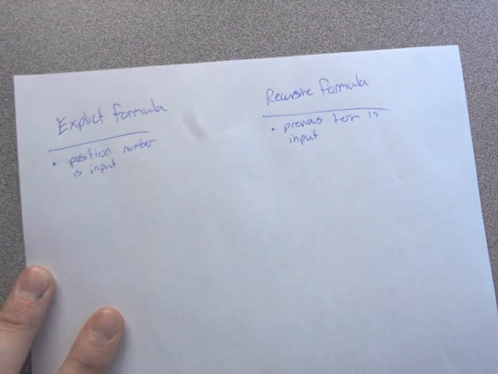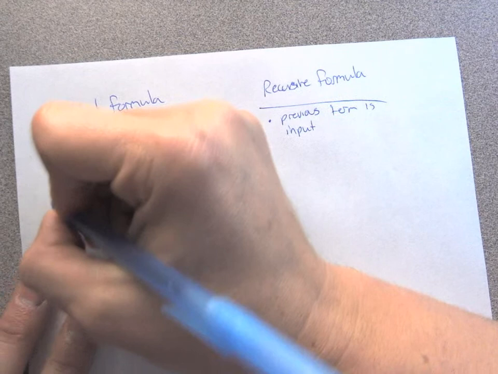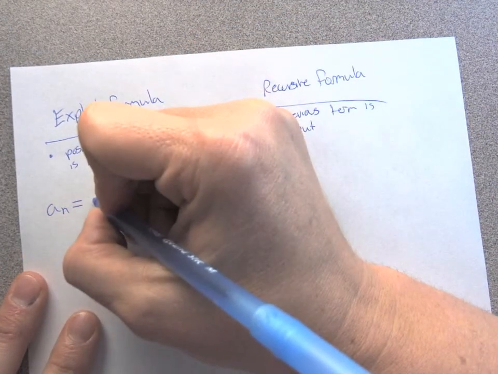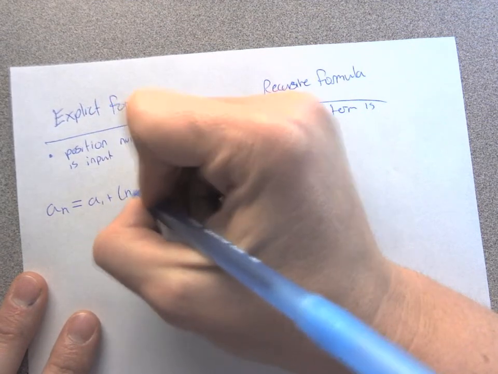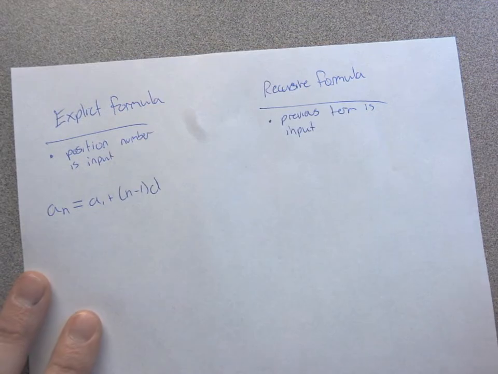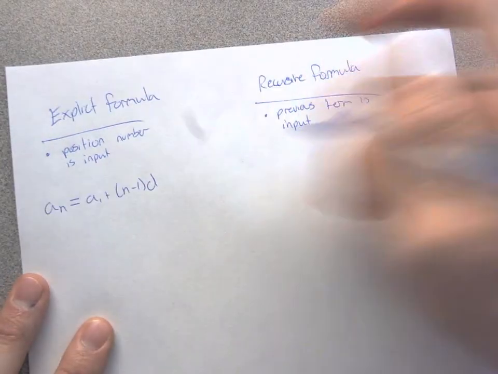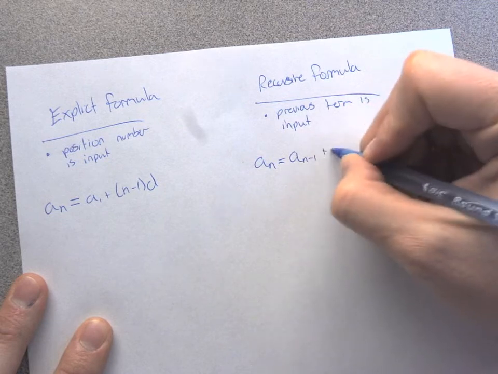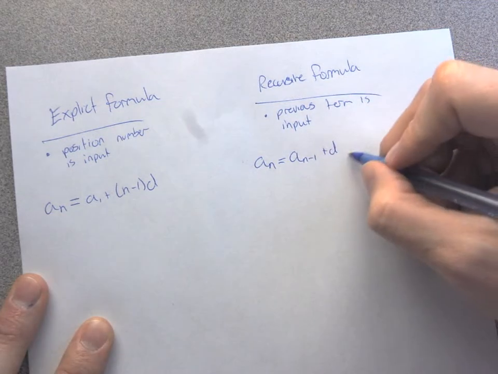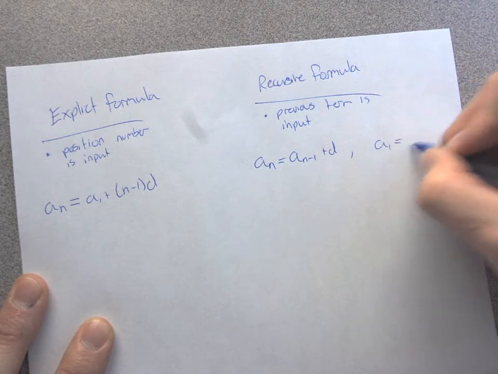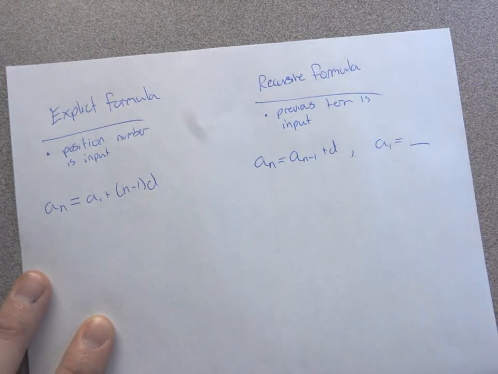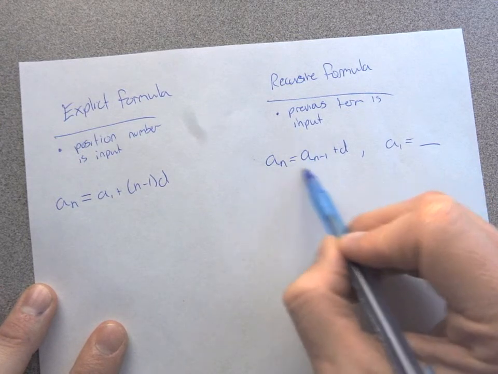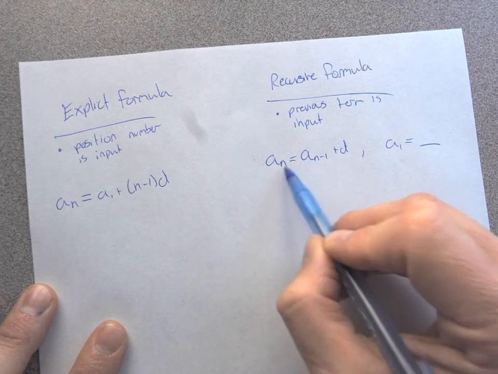Okay, let's put the template that we use. For an explicit formula, you have a n equals a1 plus n minus 1 times d. That's the template. For a recursive formula, you have a n equals a of n minus 1 plus d, and then you have a comma, and then you write a1 equals blank. Now again, don't get tripped up by this one. A lot of students sometimes get tripped up by this. This is just a label, and it simply means the term before this one.